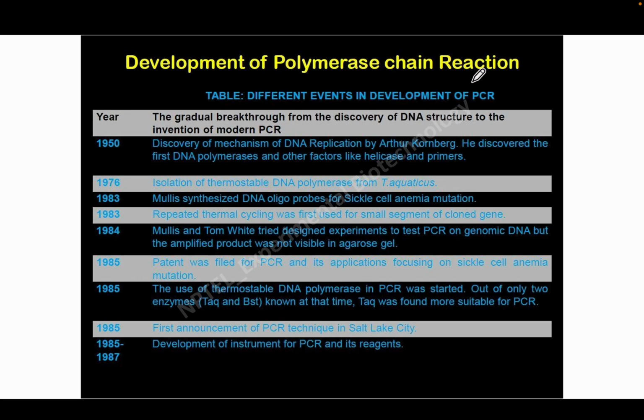Development of polymerase chain reaction. So, different events in the development of PCR: the gradual breakthrough from the discovery of DNA structure to the invention of modern PCR. Discovery of the mechanism of DNA replication by Arthur Kornberg. He discovered the first DNA polymerase and other factors like helicase and primase.